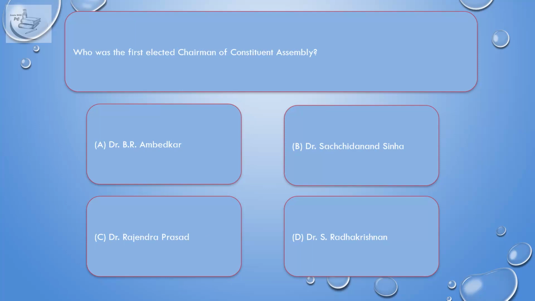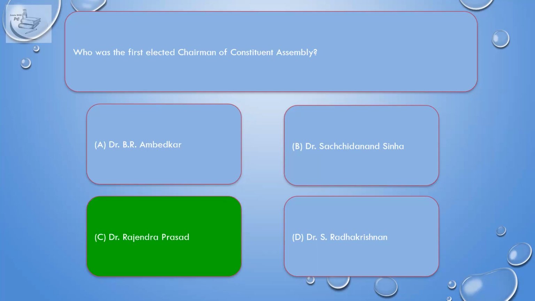Question: Who was the first elected chairman of Constituent Assembly? A. Dr. B.R. Ambedkar. B. Dr. Sachidanand Sinha. C. Dr. Rajendra Prasad. D. Dr. S. Radhakrishnan. Correct answer is C. Dr.